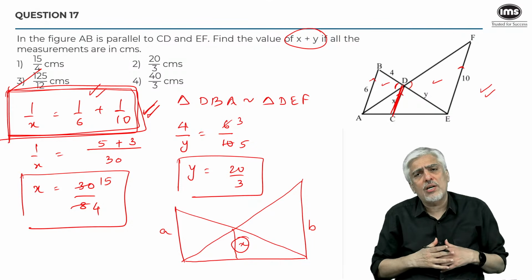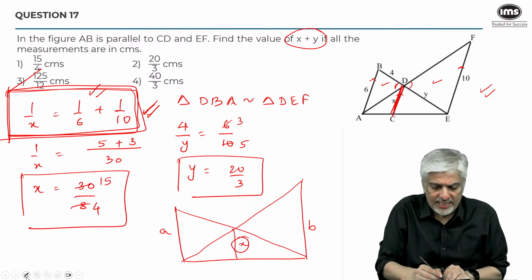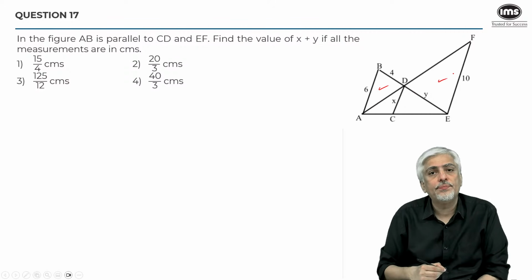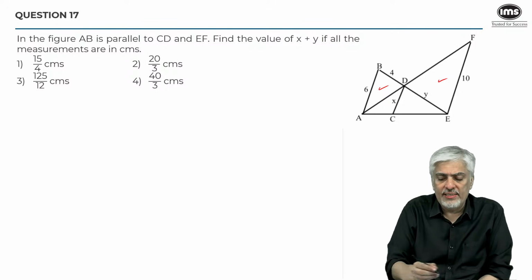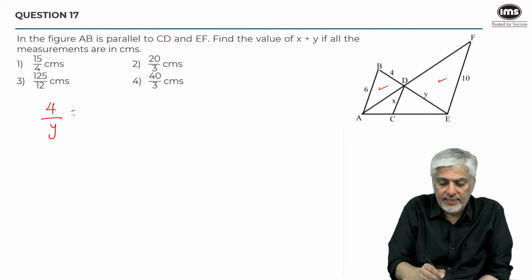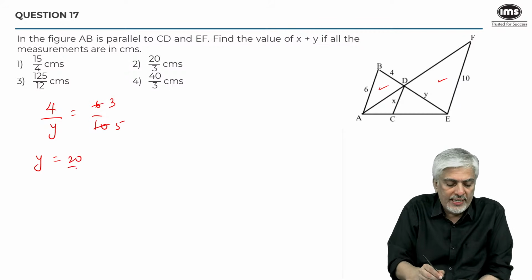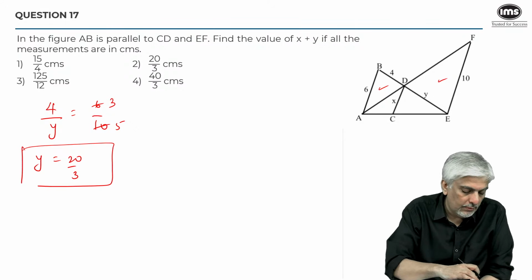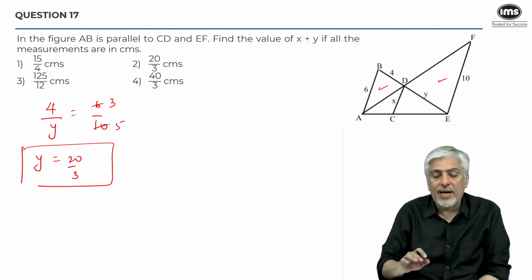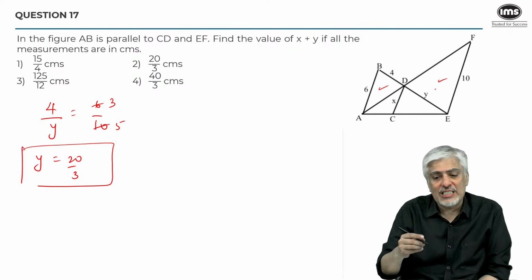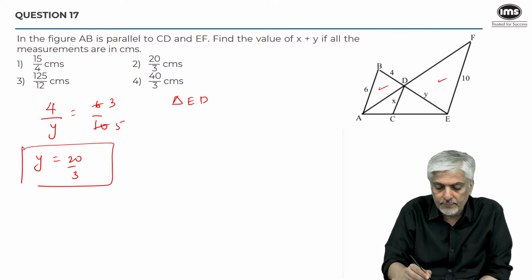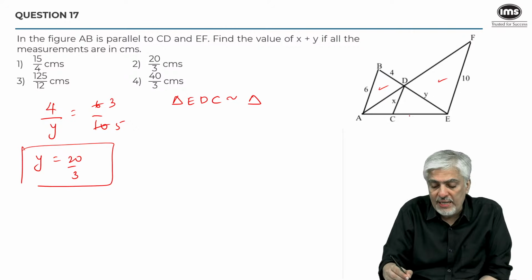Okay. Let's do a completely different approach. Let's just get rid of this whole thing. Forget x. Can I still prove these two triangles are similar? Normal triangle. So I would get 4 upon y is equal to 6 upon 10. So I would have got y first, 20 upon 3. Okay, so y is 20 upon 3. Now, as somebody asked me, triangle EDC is also similar to triangle EBA.